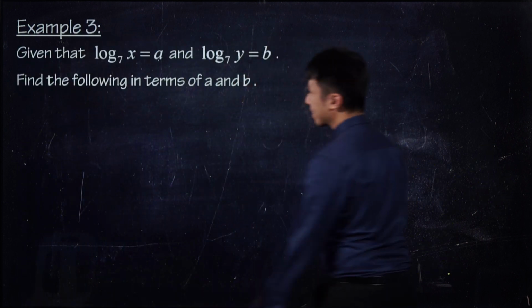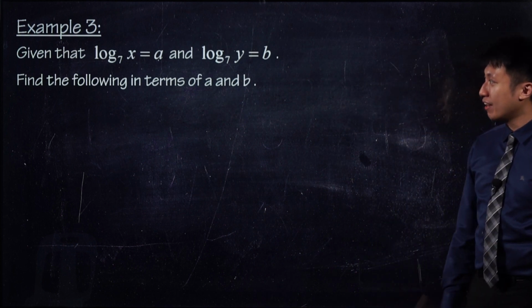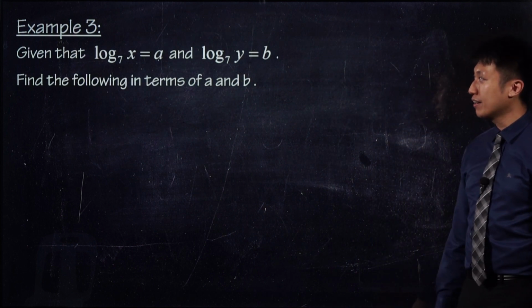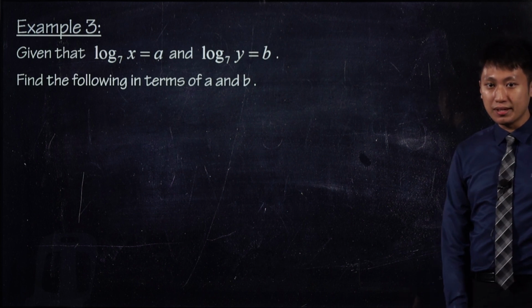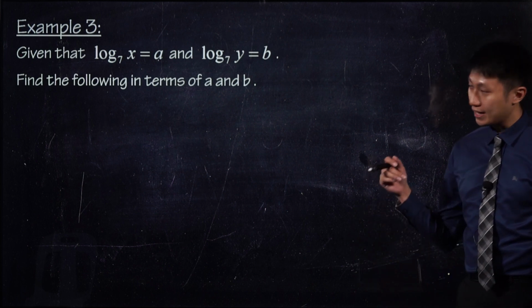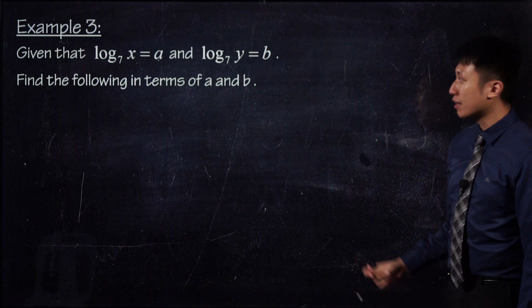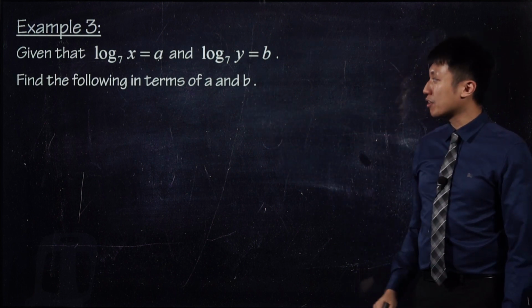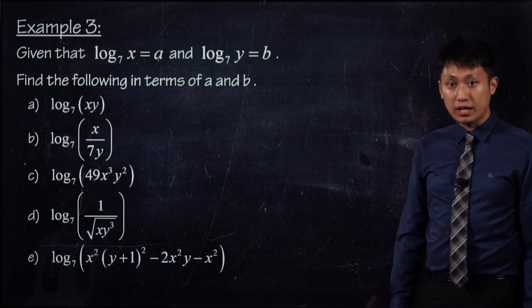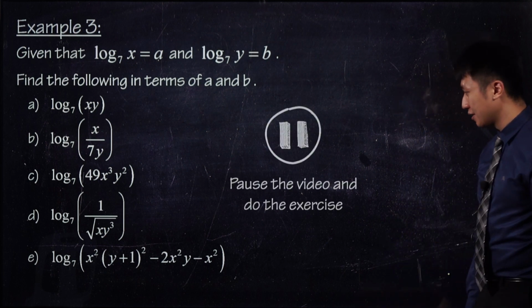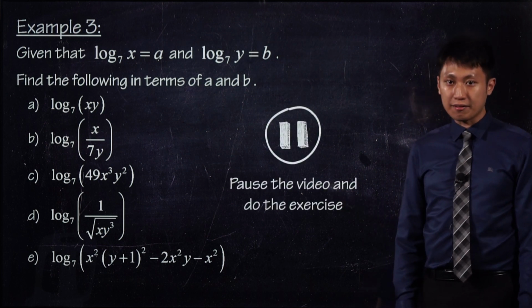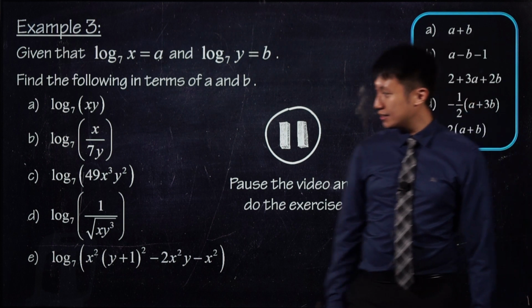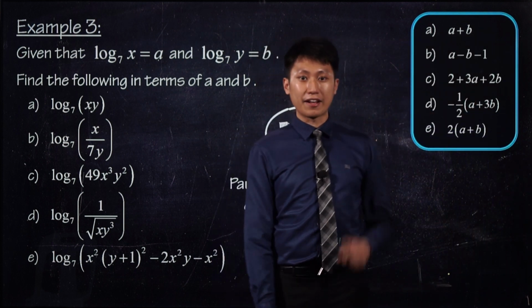Okay. Next, given that log 7x is equal to a and log 7y is equal to b, without telling you what x and y are, what a and b are, you want to write the following in terms of a and b. Oh, that's a lot. Okay, so pause the video and try it yourself. Answers are here. Check your answer yourself.